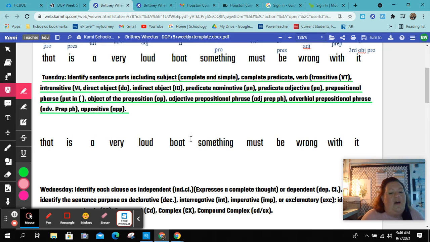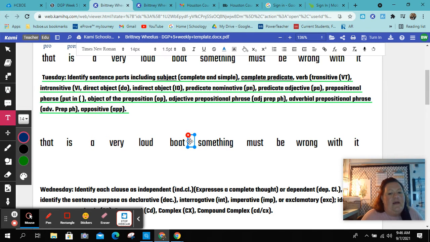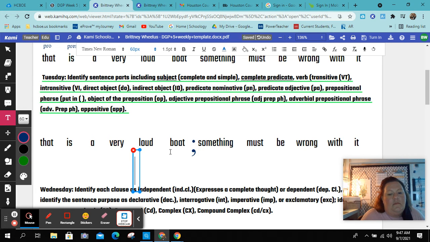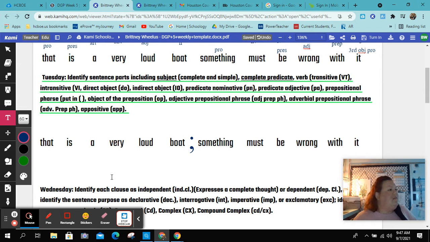It is compound. And what I'm going to do is I'm going to go ahead and put a semicolon in between boat and something because this is what separates our sentence, okay? This is what separates our sentence right here. All right, we have two independent clauses combined with a semicolon.